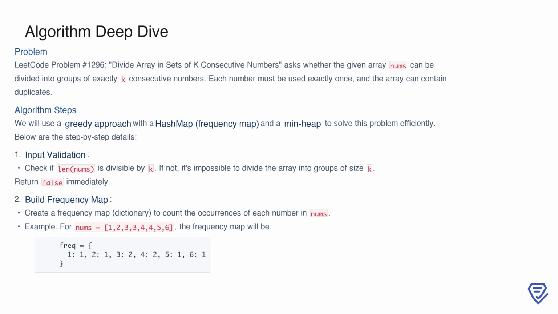First, we start with input validation. If the length of the array is not divisible by k, it is immediately impossible to divide the array into groups of size k, so we return false. Next, we build a frequency map, which counts how many times each number appears in nums. For example, if nums is 1 2 3 3 4 4 5 6, the frequency map would look like this: 1 maps to 1, 2 to 1, 3 to 2, 4 to 2, 5 to 1, 6 to 1. This map will be the foundation for forming our groups.